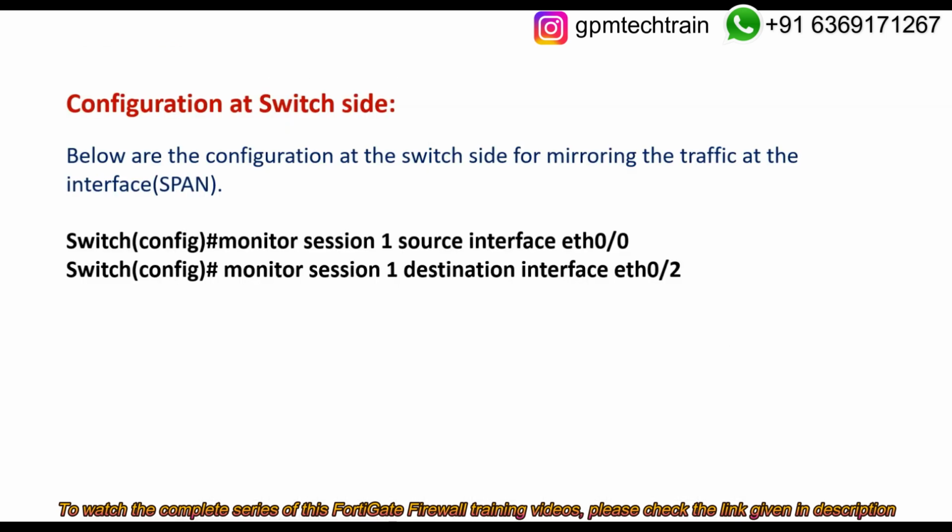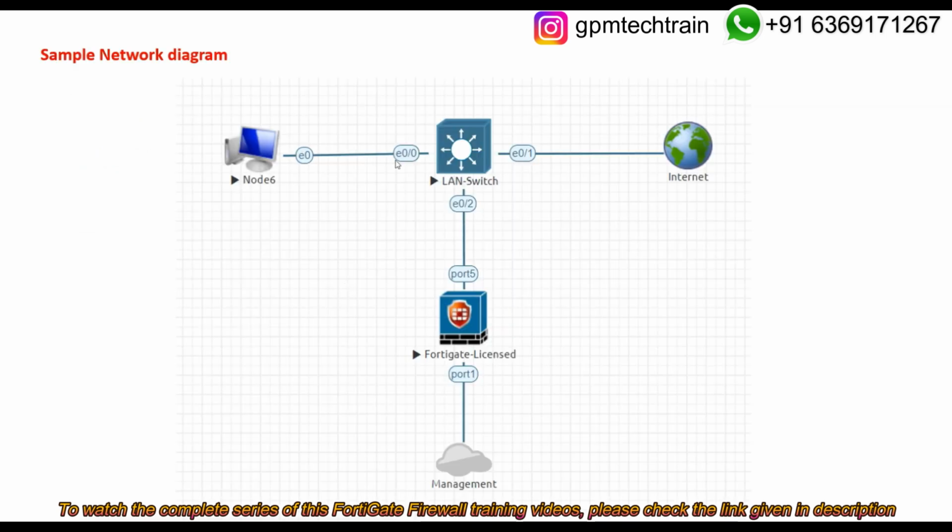Coming to the switch side, we need to configure a SPAN, like a monitoring session. Basically, two lines. This particular configuration is based on this topology. All the incoming and outgoing traffic at this port, ETH 0/0, I want to monitor, and that session information should be sent to this port.